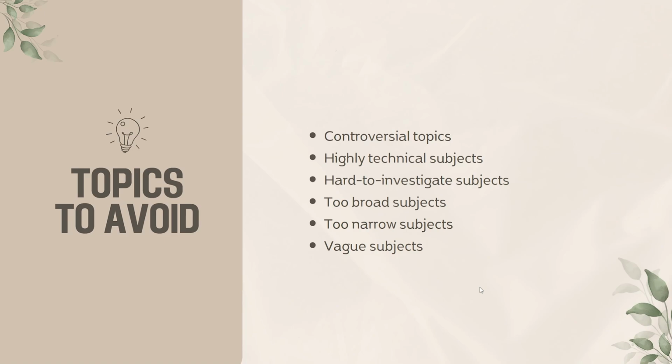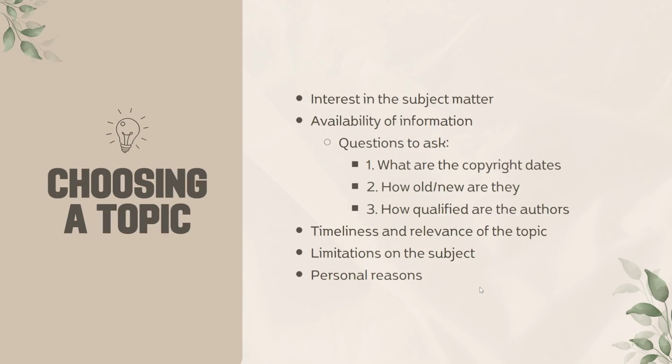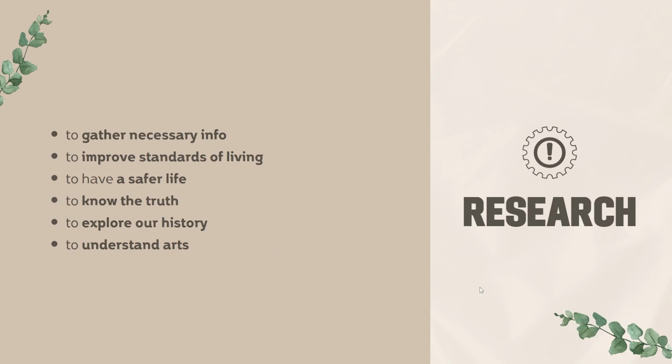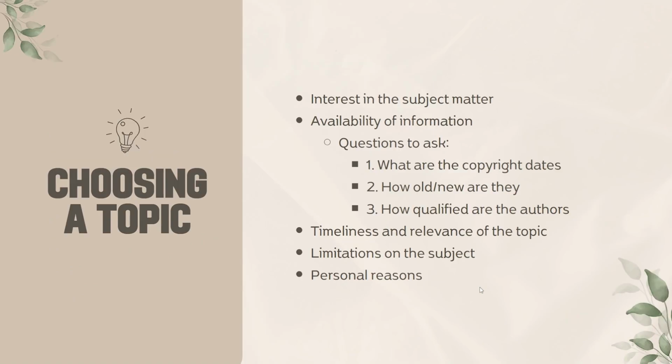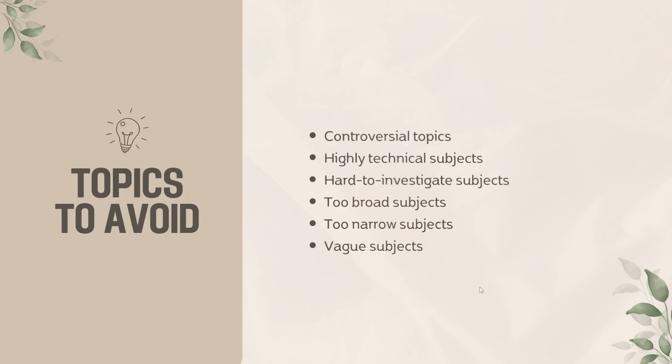Next is the hard to investigate subjects. This is related to this. Where was it? Let me just go back. This one, the second bullet, the availability of information. If you cannot access the topics or information to defend or support your paper, then it is too hard to investigate. Next is broad subjects. If you pick subjects that are too broad, you cannot give a concentrated analysis. You will have no direction to your paper.